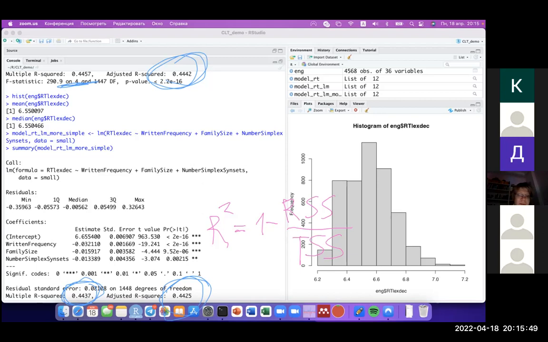Excuse me, but you said right now that in the more complicated model R squared is less, but I think it's more. It's 0.4442. This one, sorry.